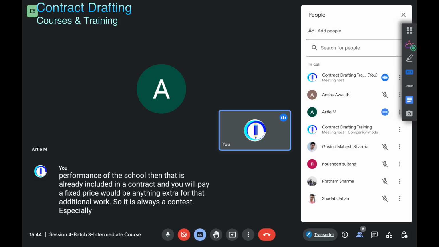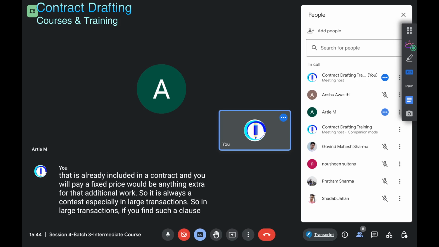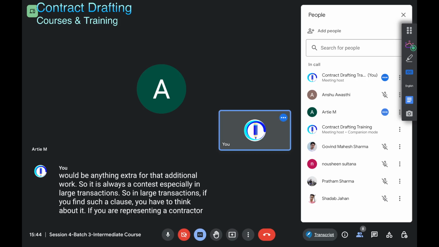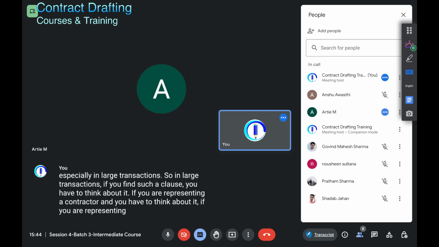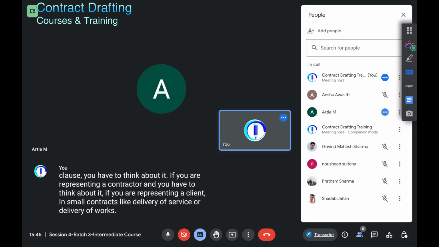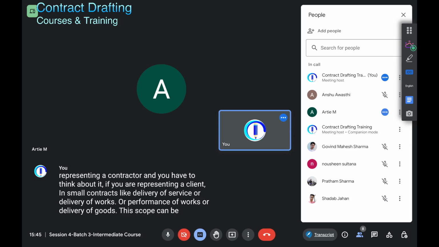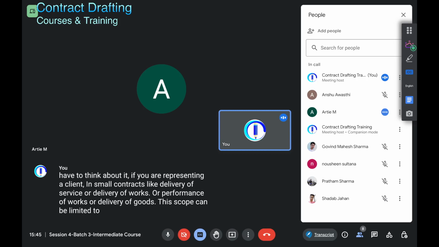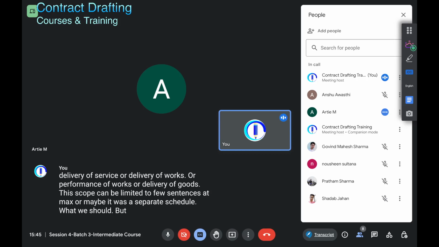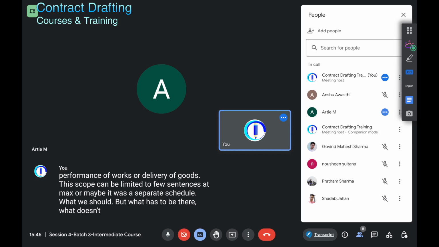So in large transactions, if you find such a clause, you have to think about it if you are representing a contractor, and you have to think about it if you are representing a client. In small contracts like delivery of service or delivery of works, performance of works or delivery of goods, the scope can be limited to few sentences at max, or maybe to a separate one page schedule.